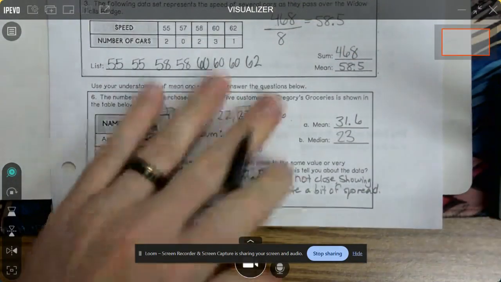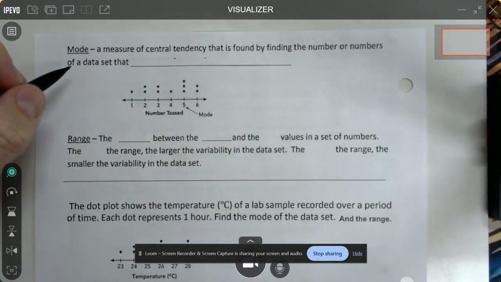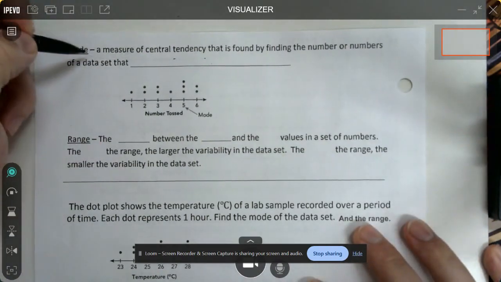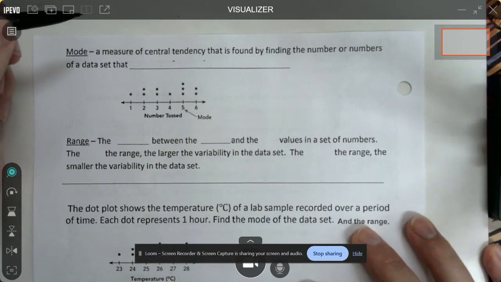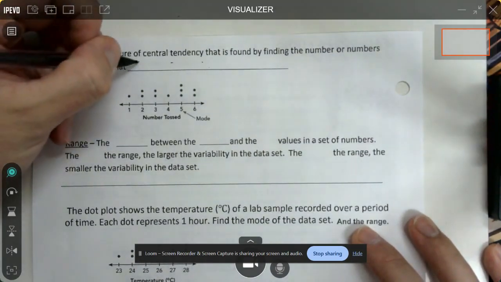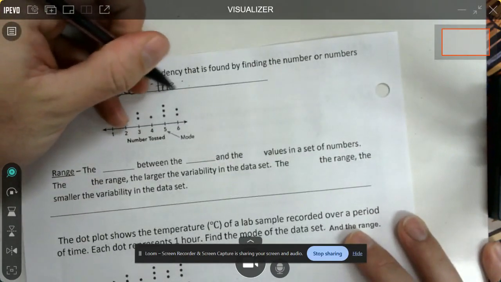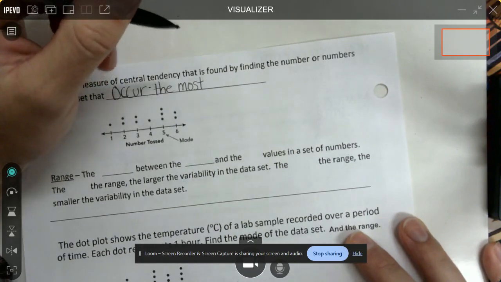Okay, all right, flip it over. All right, so now we're going to look at mode, and this is a dot plot. So mode is a measure of central tendency that is found by finding the number or numbers of a data set that occur the most frequently. You might remember mode is the most, right? Mode occurs the most.